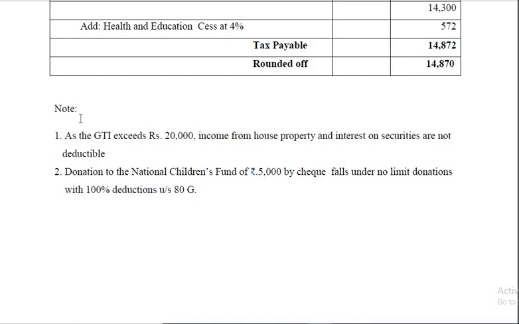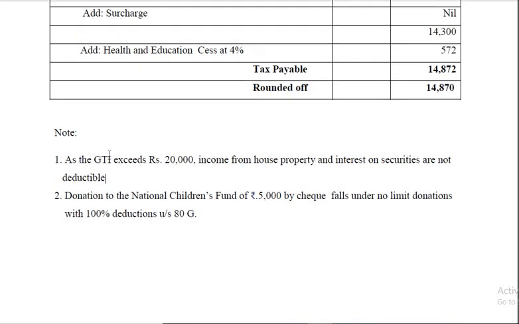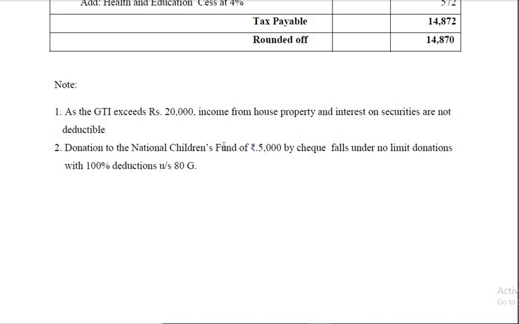Here I have given two notes. One is, as the gross total income exceeds 20,000, income from house property and interest on securities are not deductible, so no deduction is available under 80P. Then the donation to the National Children Fund of Rs 5,000 by check falls under no limit donations. So any amount can be contributed or donated, and the deduction available is 100%. That is, the full amount donated is deductible under 80G.